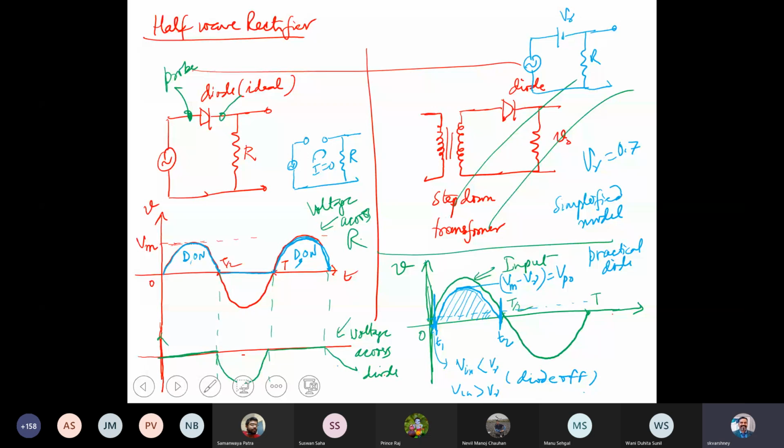So you can plot the characteristics of the diode also. If you want to plot the diode characteristics, you just have to shift this curve to the left-hand side by V gamma. It follows the same shape, but is shifted by V gamma only. So this is for the practical diode. Any questions?